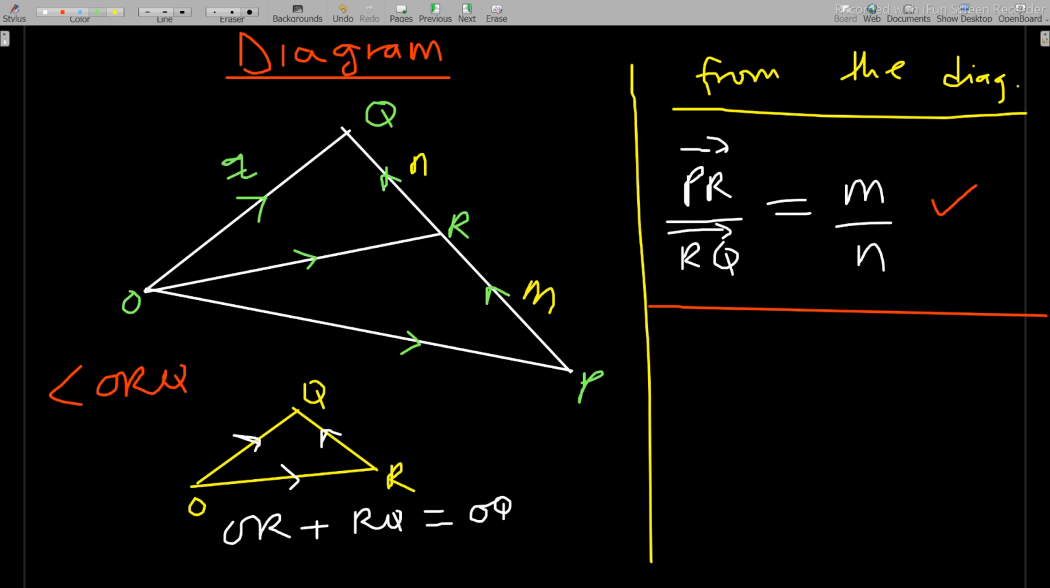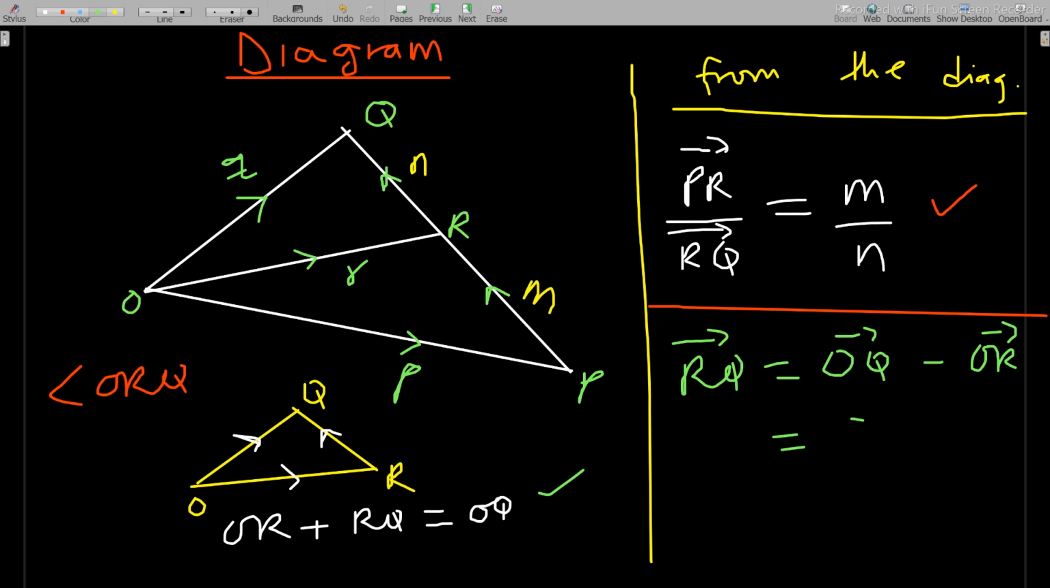Let me put them there, and OR is small r. So this RQ here, I want to make RQ the subject. RQ in what I've just written here is equal to OQ minus OR, and this is the same as small q minus small r. So we keep this and go ahead and find from triangle OPR.